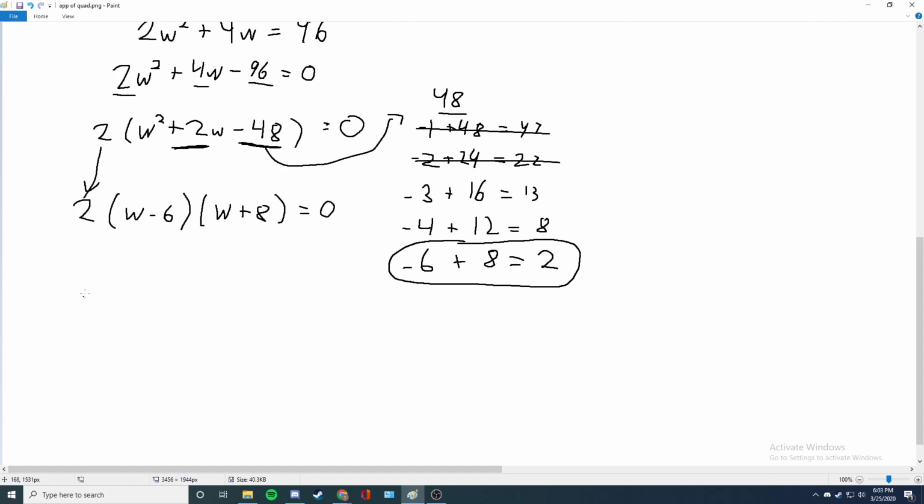So from this step, remember we break this up into the two different problems where we take each of these factors, the W minus 6 equal to 0, and the W plus 8 is equal to 0. So this one tells us that W can be equal to 6, and this one tells us that W can be equal to negative 8.